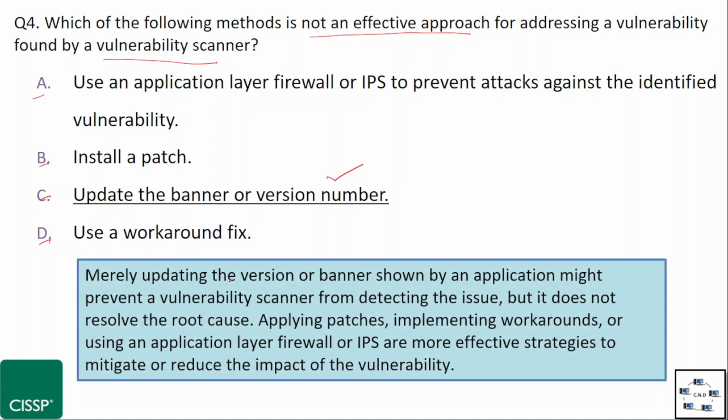Merely updating the version or banner shown by an application might prevent a vulnerability scanner from detecting the issue, but it does not resolve the root cause. Applying patches, implementing a workaround, or using an application layer firewall or IPS are more effective strategies to mitigate or reduce the impact of the vulnerability.